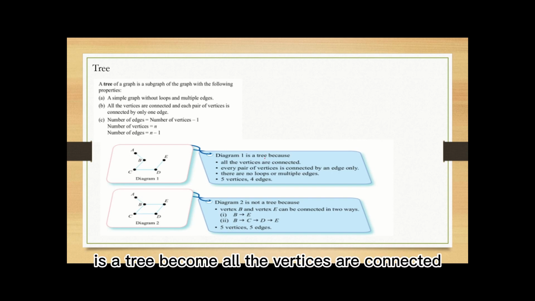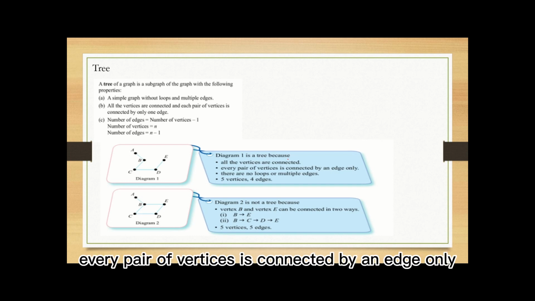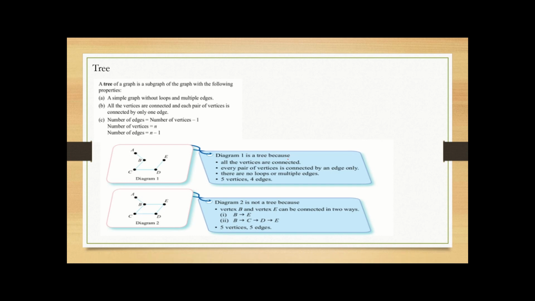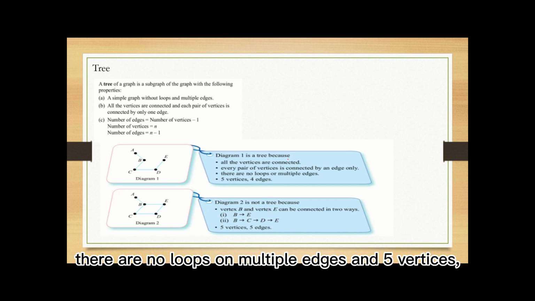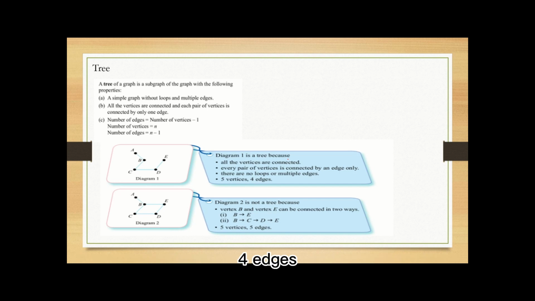Diagram 1 is a tree because all the vertices are connected, every pair of vertices is connected by only one edge, there are no loops or multiple edges, and there are 5 vertices and 4 edges.